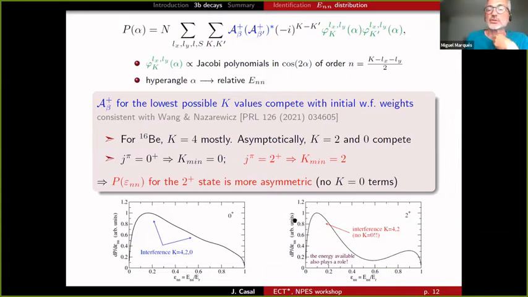Okay, one short question of mine. So technically, you can apply exactly the same model to the proton-proton case.